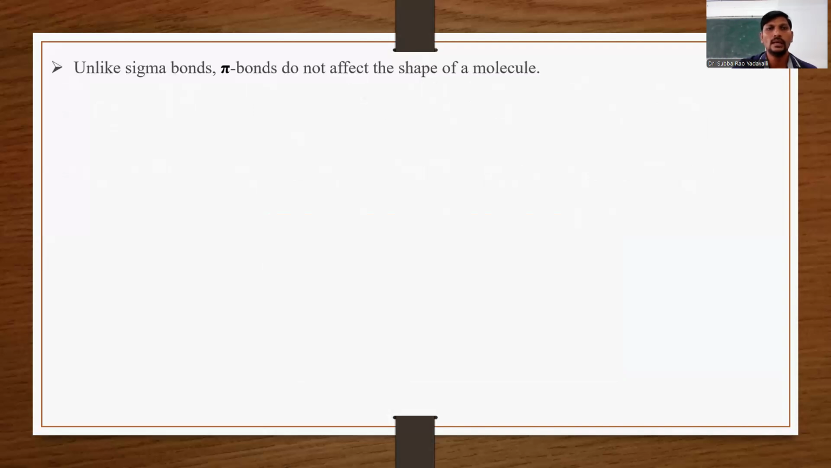And next one, unlike sigma bonds, pi bonds do not affect the shape of a molecule. So the shape of the molecule will be affected by the sigma bonds. If the direction of the sigma bond is changed, then only the shape of the molecular orbitals is also changed. That means distorted molecular orbital structures are formed by changing sigma bonds. But pi bonds do not affect the shape of the molecules.